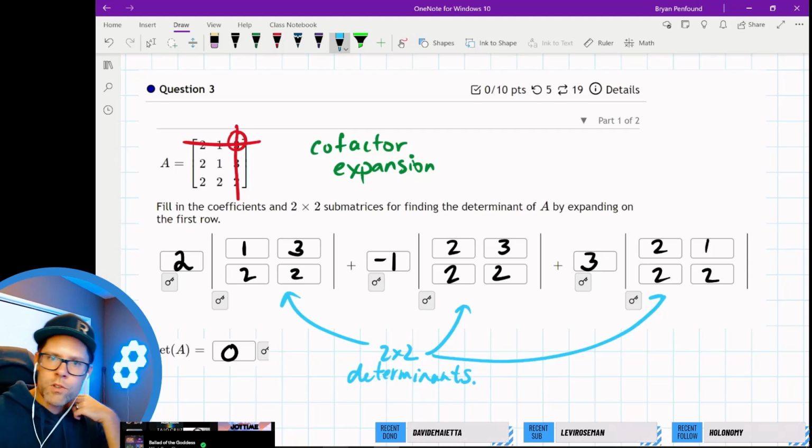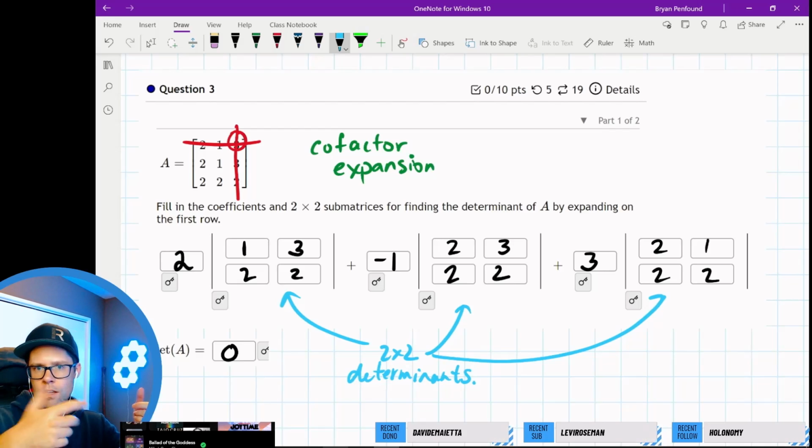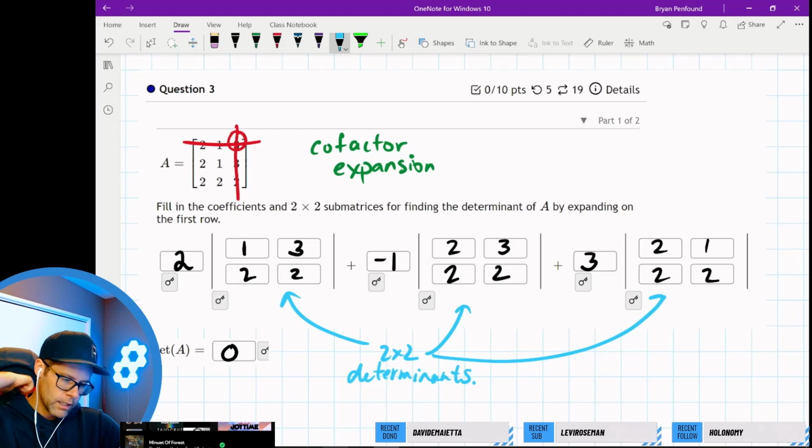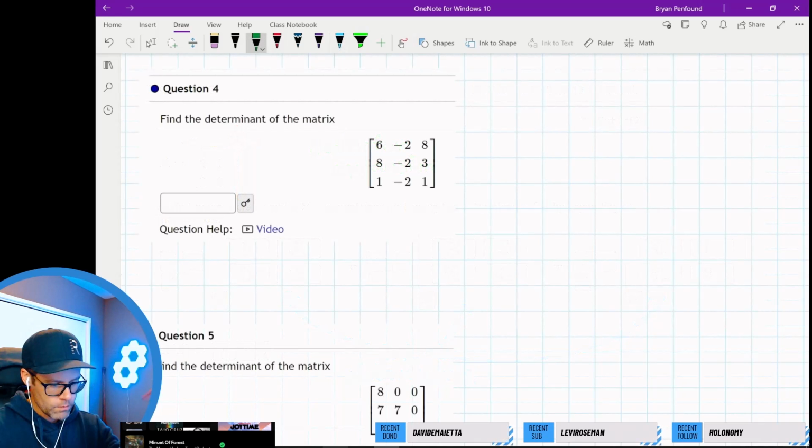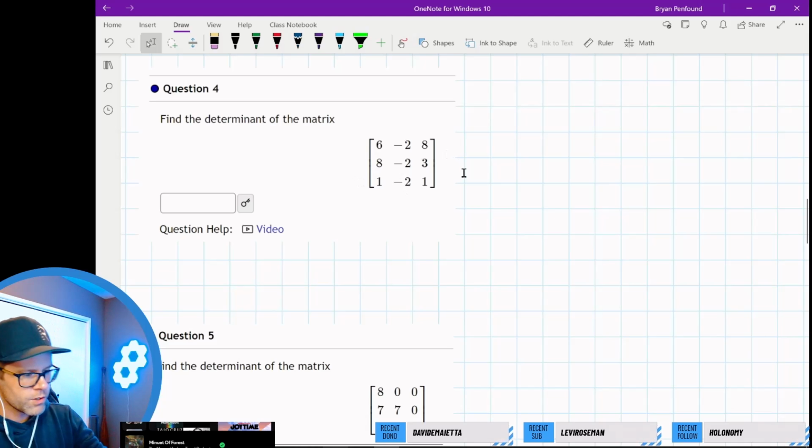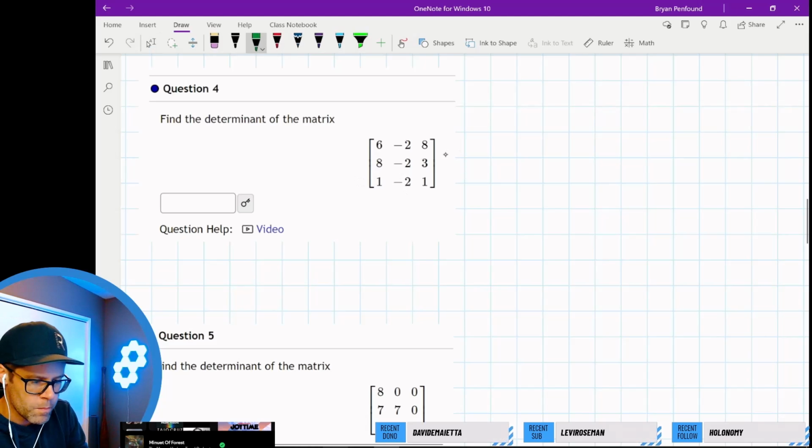So for my students that are working on questions like this, if we are using a cofactor expansion, these 2 by 2s, you can use the diagonal method, the main diagonal, subtract the off diagonal to get the determinants of these 2 by 2 minors. So it looks like we have some determinant work here for question 4 and question 5. Question 5 looks not too bad. Question 4, it's a 3 by 3.